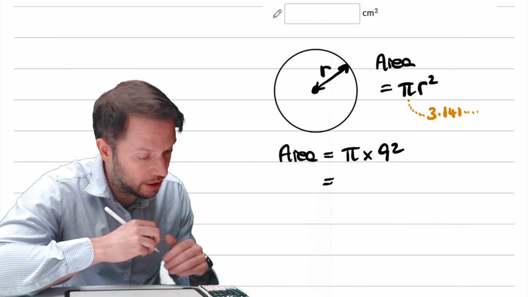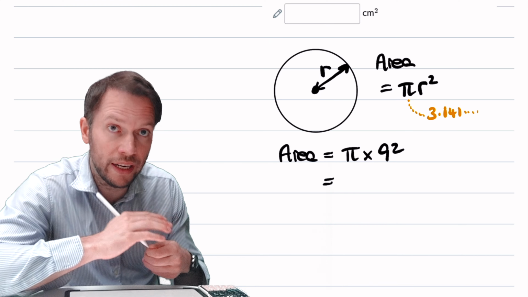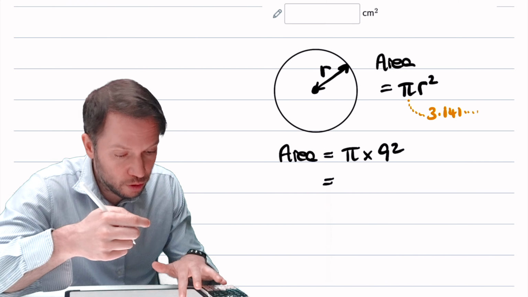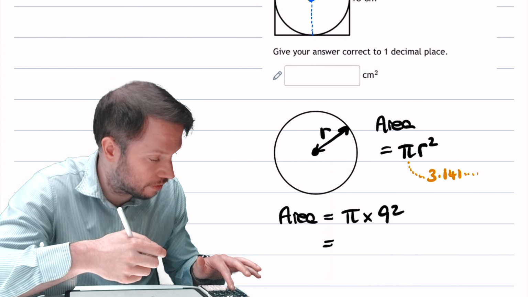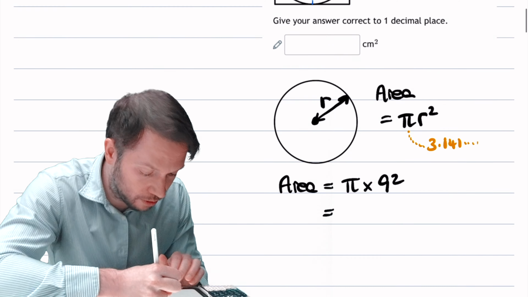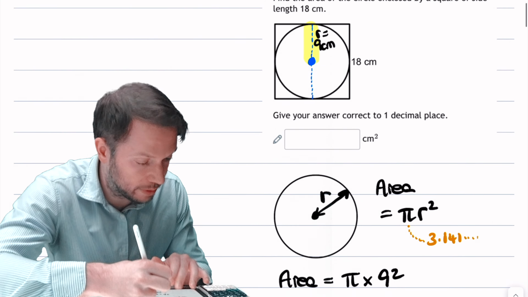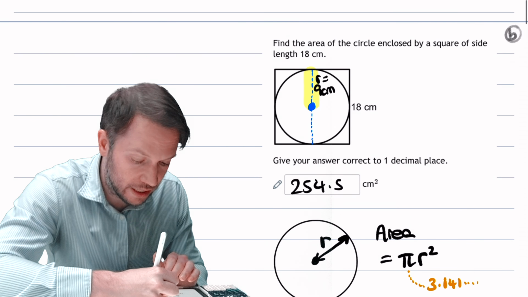Now, if we do that on our calculator, we've got pi times 9 squared. And that gives me, it says 81 pi on my calculator because it's trying to give the answer as a multiple of pi, 81 lots of pi. But you want it as a decimal because it wants it to one decimal place. So your calculator should have a button to convert it to a decimal. And I've got 254.5 and it's centimetres squared. So 254.5 centimetres squared is the answer.